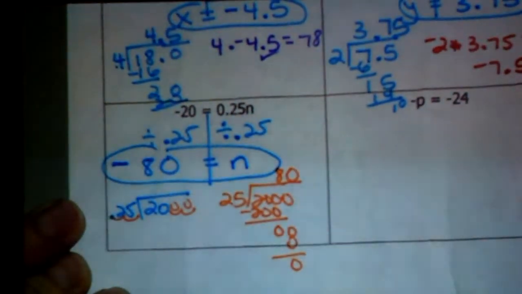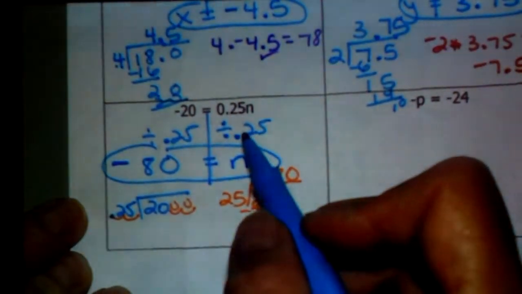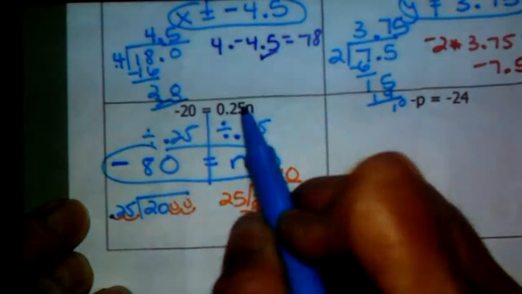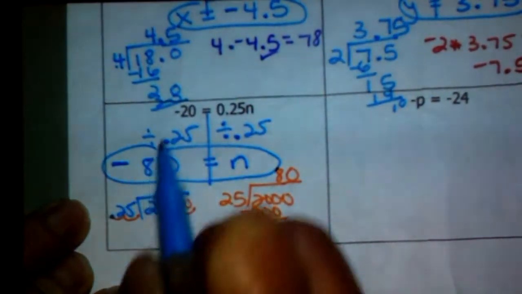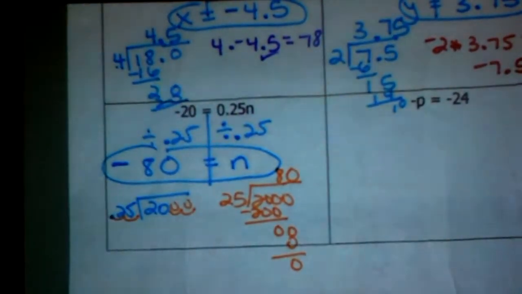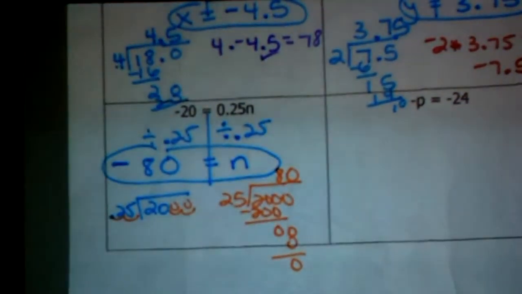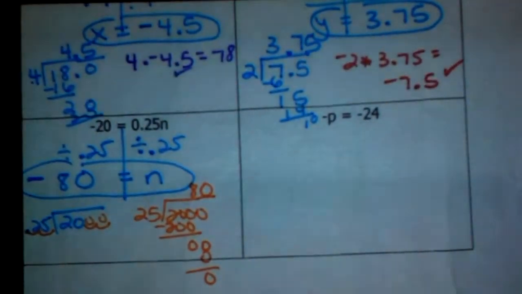In order to check this, which I don't have enough room for, but you will on your homework papers, you can take as much space as you need. You would just take 0.25, or 25 hundredths, and multiply that by negative 80. And you should get negative 20, and I promise you, it's right. Think of it as if you had 80 quarters. You'd have 20 bucks. Whenever I see 0.25, I just think about money. It's all about the Benjamins.